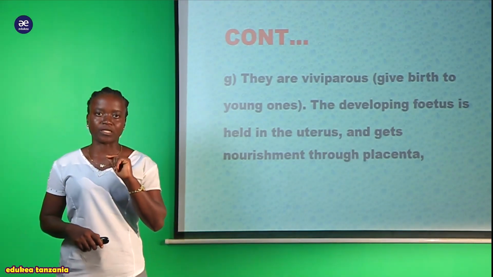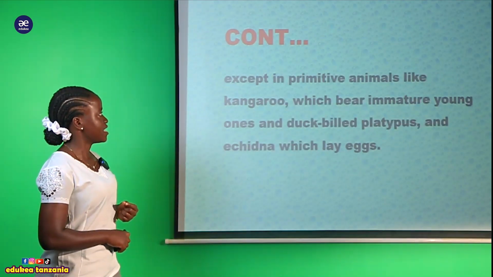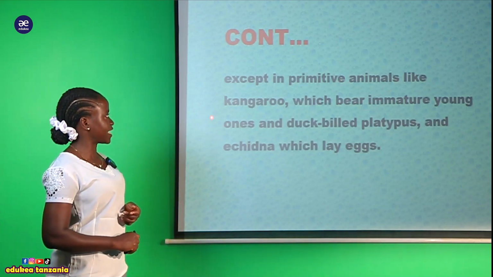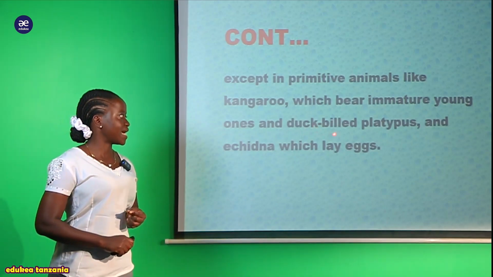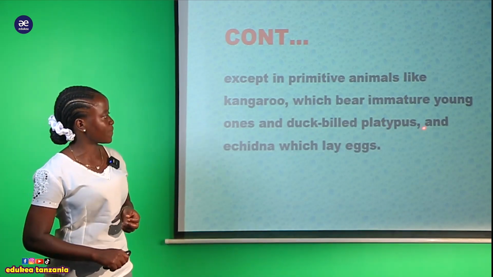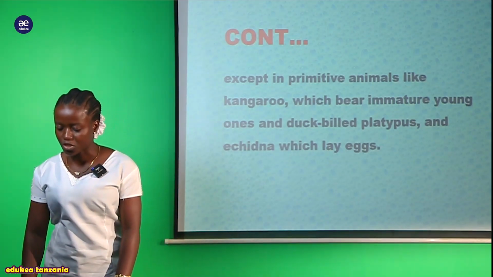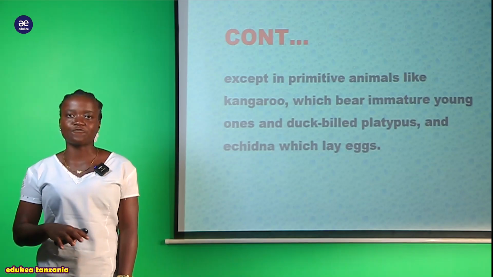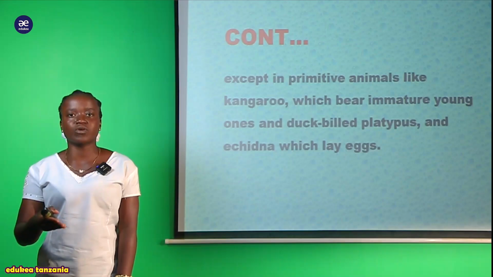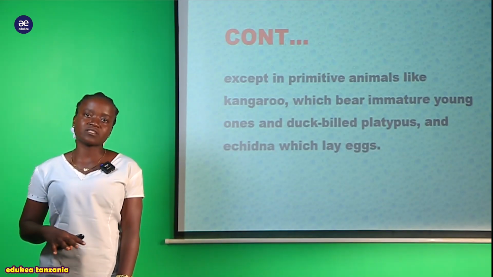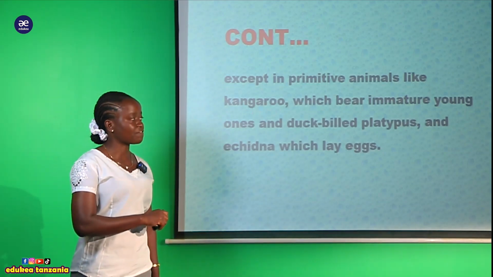So we have an exception of this organism, that is viviparous. And what is that? We are saying that except in the primitive animals like kangaroo, which bears immature young ones, and the duck-billed one, ambaye anaitwa platypus, and echidna which lay eggs. So we have an exception. Sio wote organism ambao wanapatikana ndani ya hii class mammal, they have the ability to give birth to a young organism. But other organisms, they lack such kind of ability. A good example here, we have kangaroo.